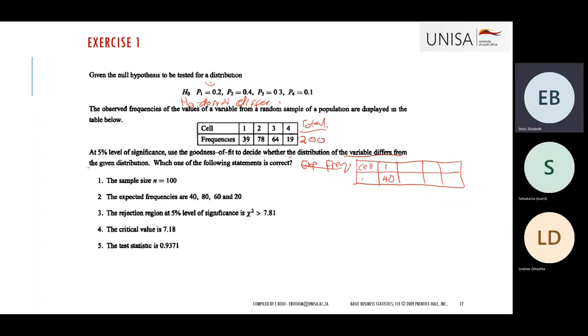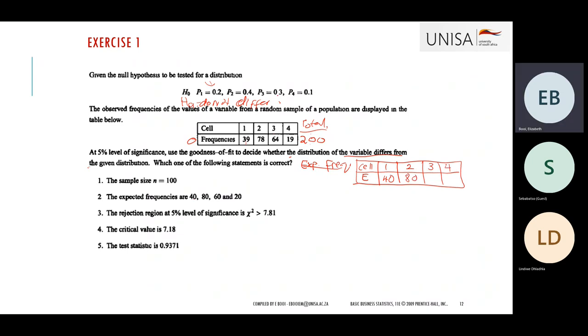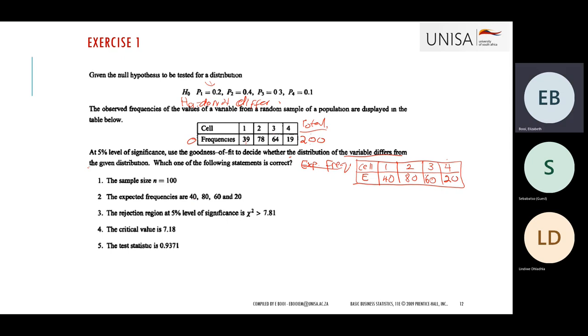That will be 40. And those ones, we call them observed. These ones, I'm going to call them expected. So let's do the second one. 0.4 multiplied by 200 is 80. 0.3 multiplied by 200 is 60. 0.1 multiplied by 200 is 20. So now we have step one, step two, step three.